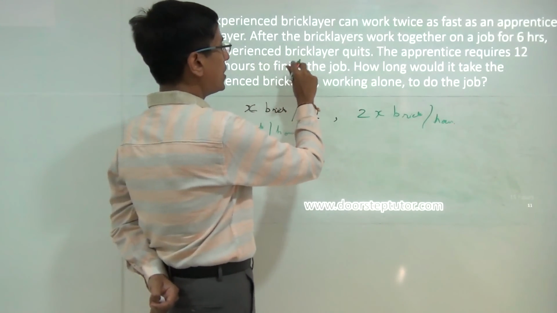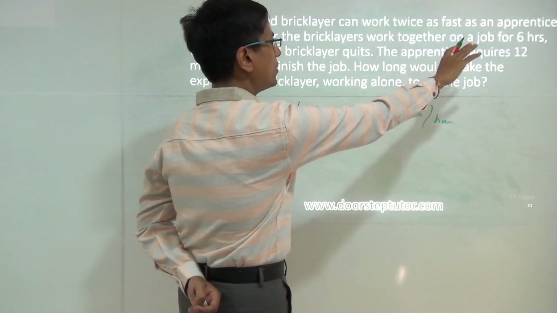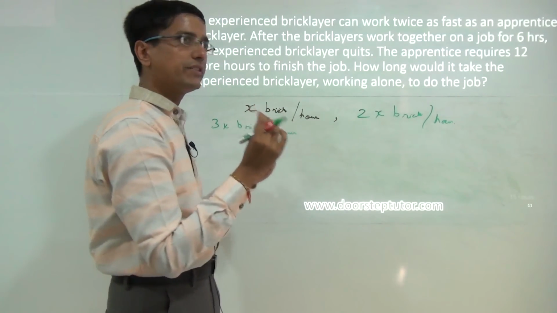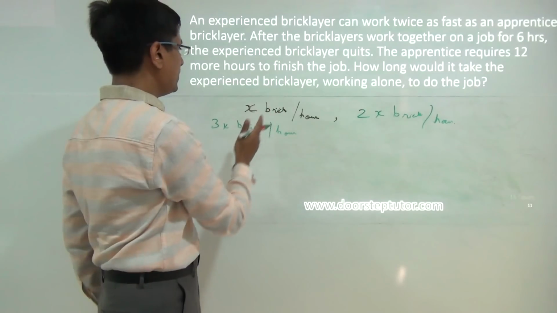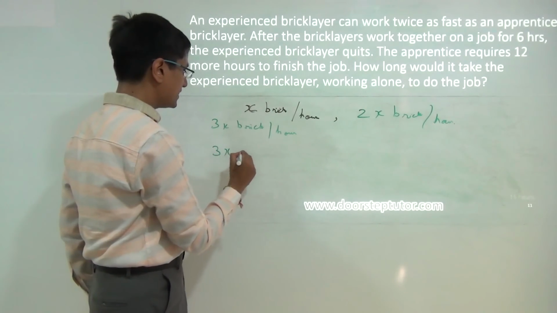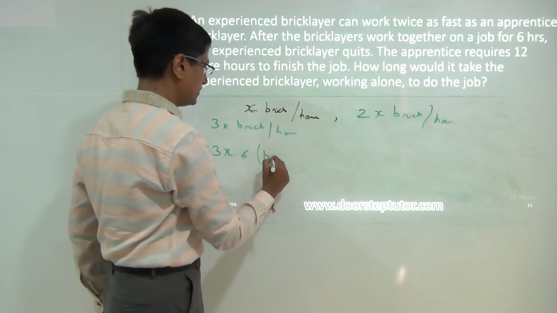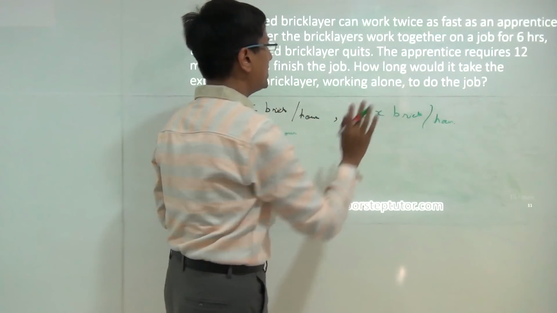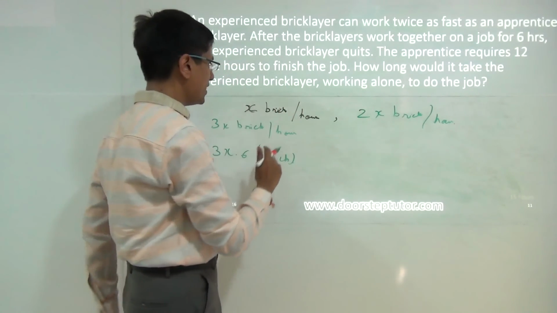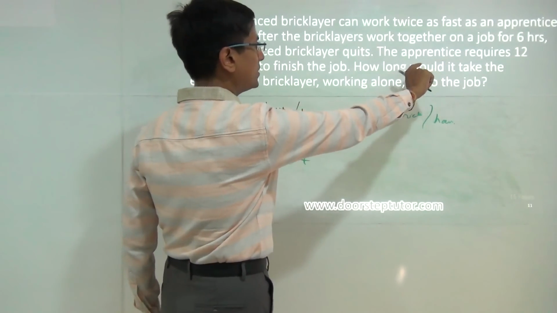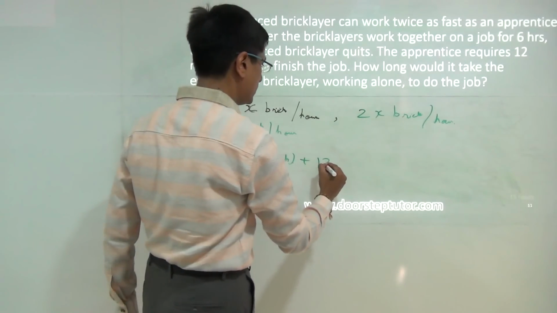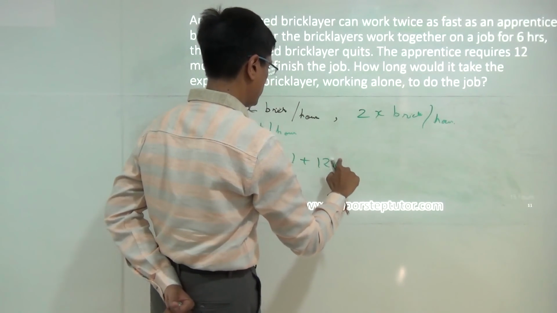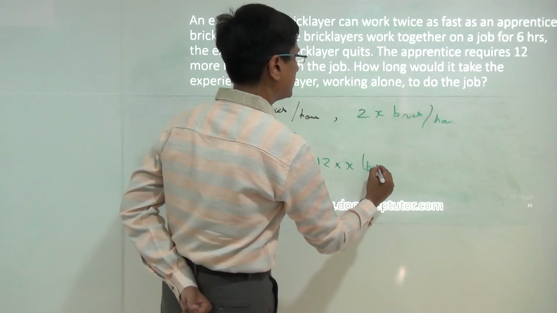So what happens after the bricklayers work together on a job for 6 hours? They are working on this job together for 6 hours. So in 6 hours, how many bricks will they be able to lay? 3x times 6 bricks. Now after this point, only the apprentice, the student, is left. The senior person goes away, and the student works for 12 more hours. So how many bricks would he be able to lay? 12 times x bricks.